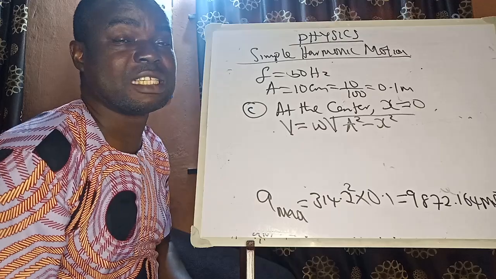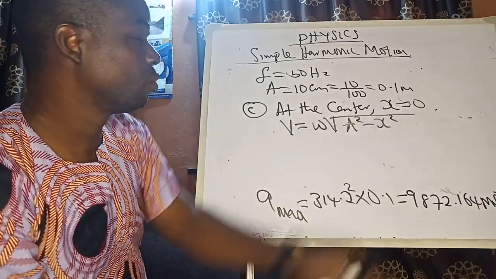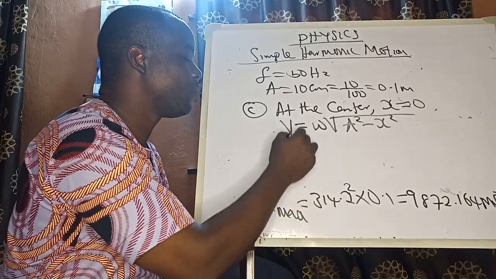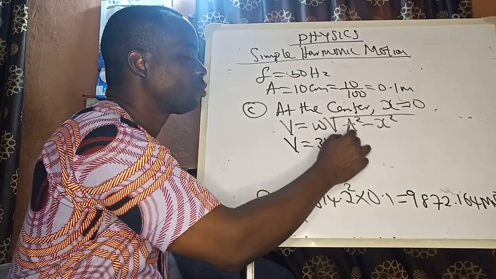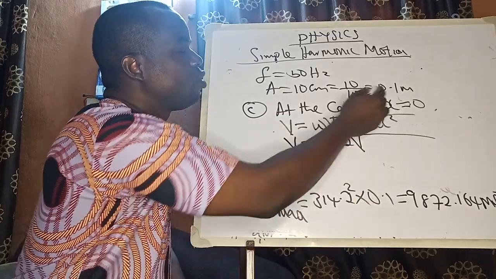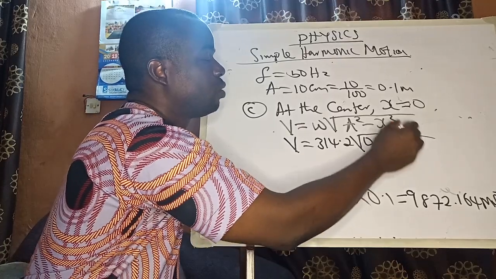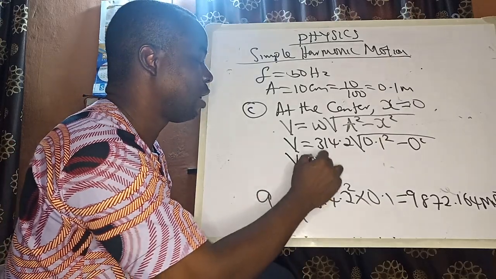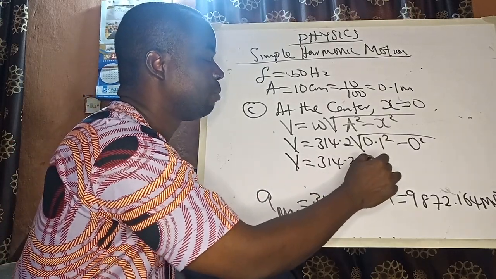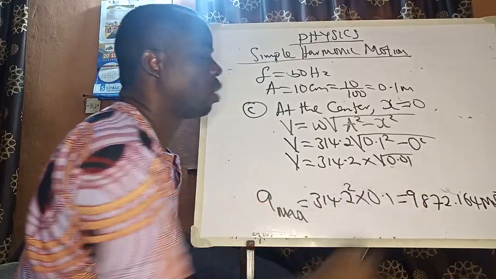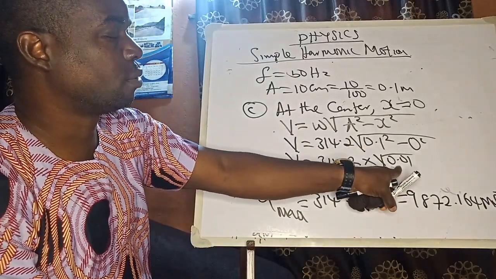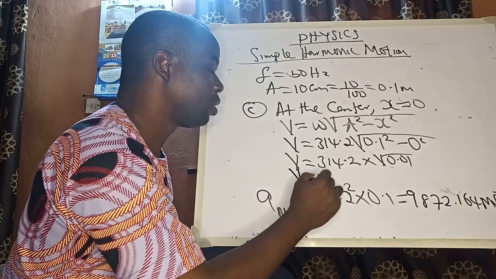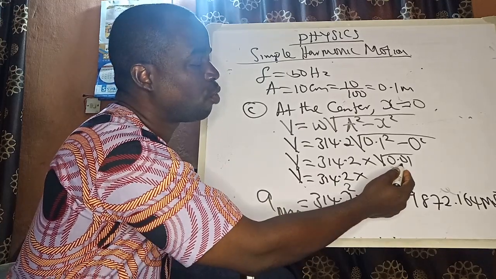We have to use the formula that has x because x is now given. So if we substitute, we already have w. Our v will now be 314.2 square root of a is 0.1 minus x is 0. Remember, at the center, x is 0. If I now solve this, I have 314.2 times square root of 0.01. This 0.1 squared is 0.01. 0 squared means nothing, so throw it away. And we have v will be 314.2 times square root of 0.01, which is 0.1.